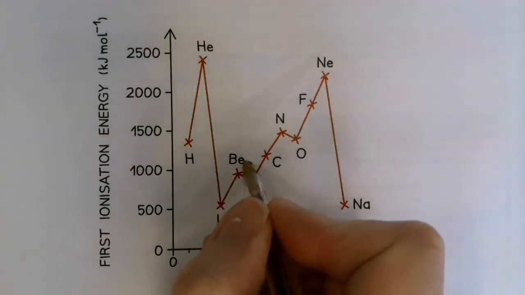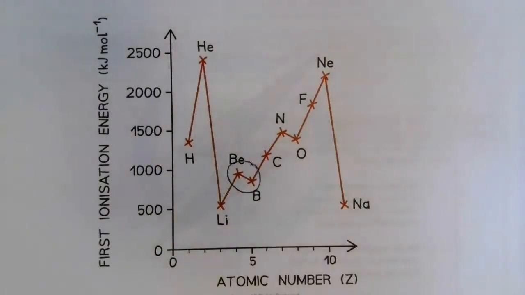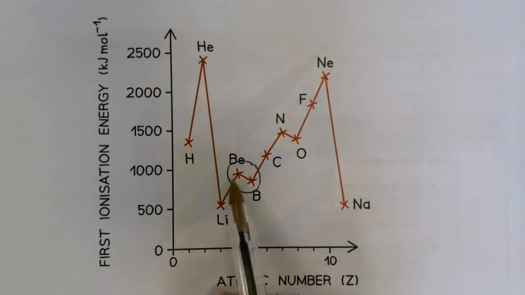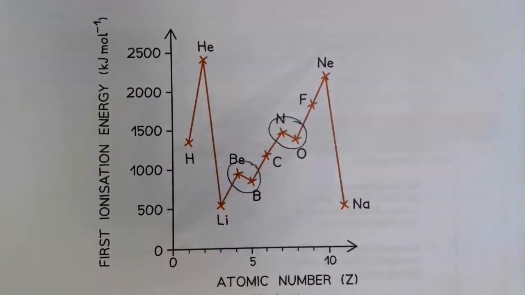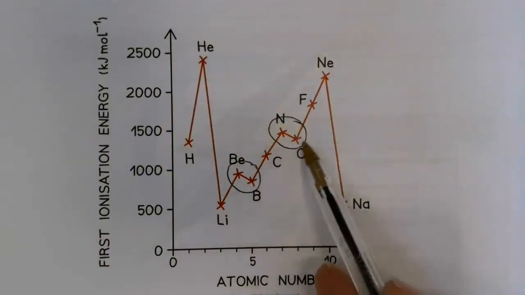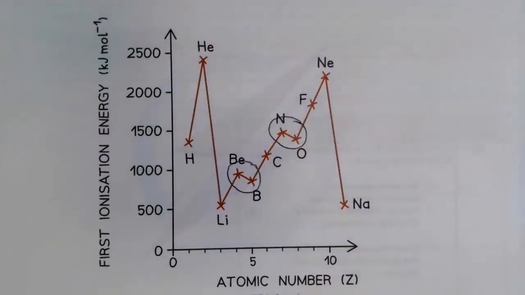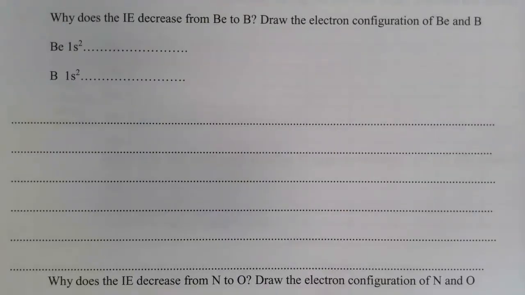So there is a blip here between beryllium and boron. Boron has a lower first ionization energy than beryllium. And here between nitrogen and oxygen, oxygen has a lower first ionization energy than nitrogen. So there must be special reasons why these two cases exist. For these two special cases, there are different reasons why the ionization energy does a bit of a dip, a bit of a decrease.